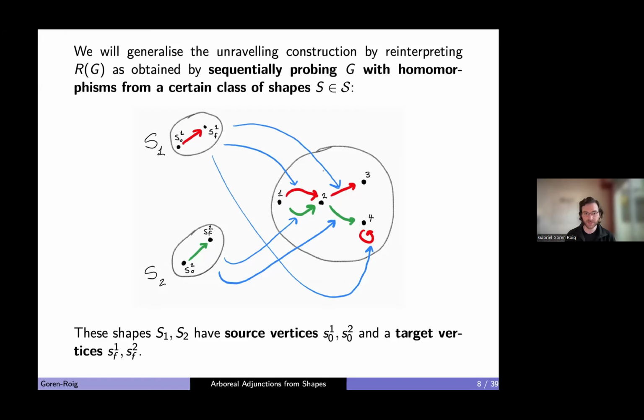And notice that these shapes have a source and a target. Right? There's a source vertex and a target vertex. And we are looking at maps from these shapes into the graph G that we chose kind of randomly as an example.